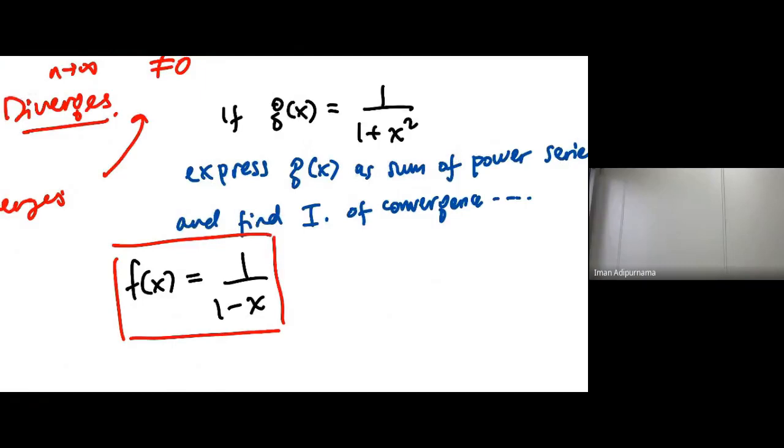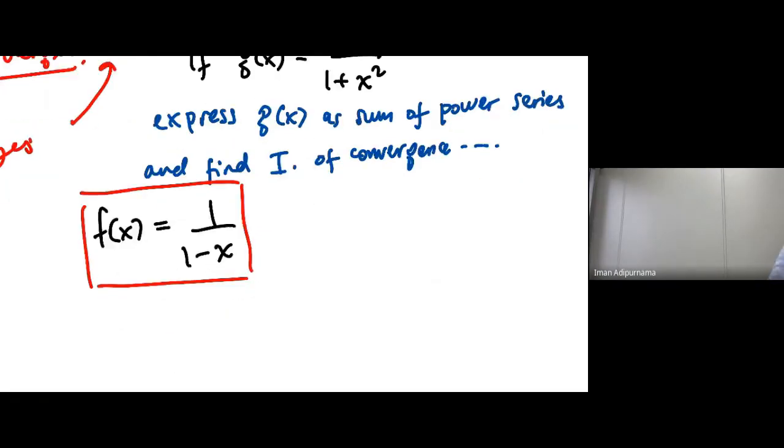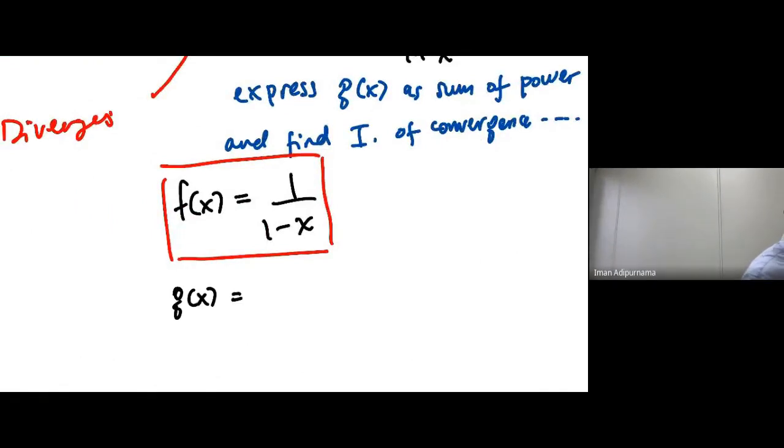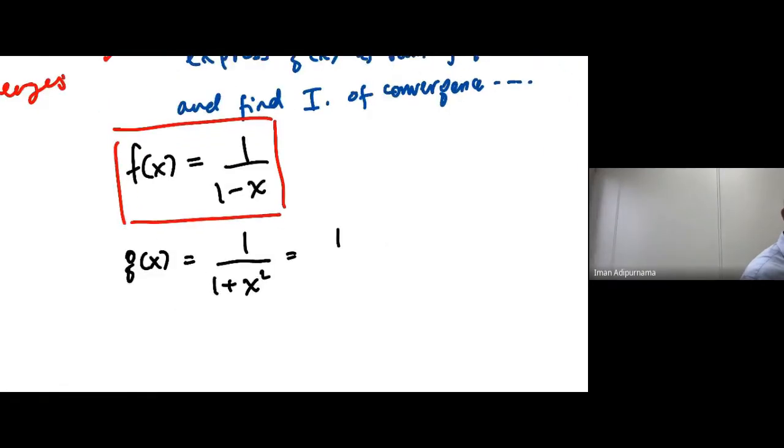So look at g, 1 over 1 plus x squared. And now we have f, 1 over 1 minus x. The idea, because we know this will become 1 plus x plus x squared and so on, is that we need to change this to look like this. So let me write g as 1 over 1 minus, minus x squared. You see that the form is now similar: 1 minus x, and here it is minus x squared. Now we have this expansion, and we can expand it.